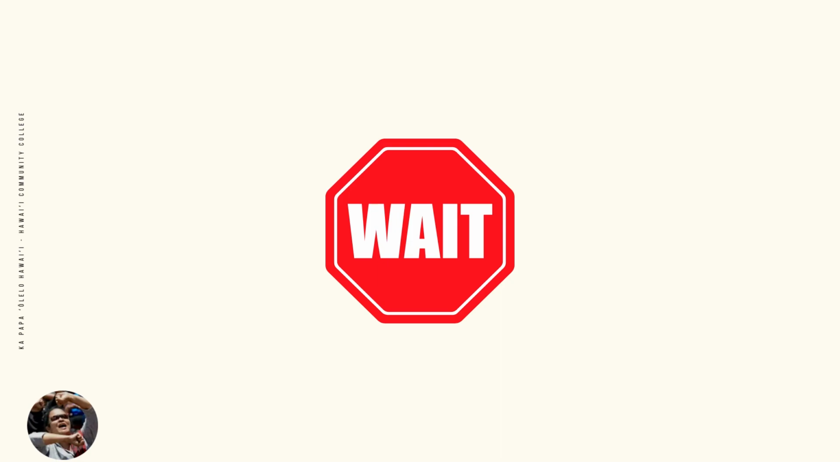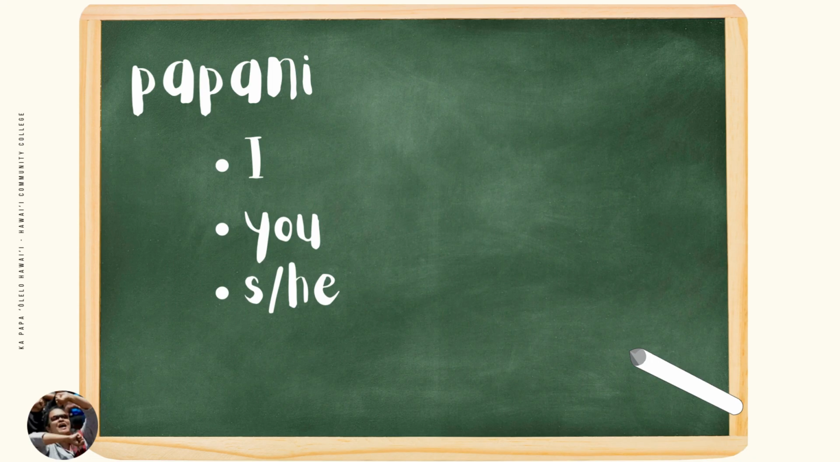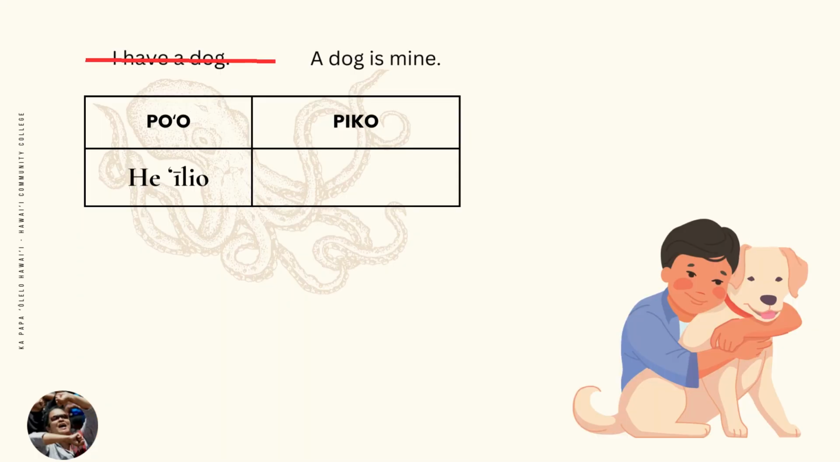But wait, that's not all. In this pattern, we have to be aware of three papani: I, you, and she or he, which we would normally translate as au, ʻoe, and ia. In this sentence, we don't translate I as au. A little earlier, I said that in Hawaiian, we are saying a dog is the boy's, instead of the boy has a dog. Similarly, instead of I have a dog, we are literally saying a dog is mine. He ilio kaʻu. For this example, ka is embedded into kaʻu.